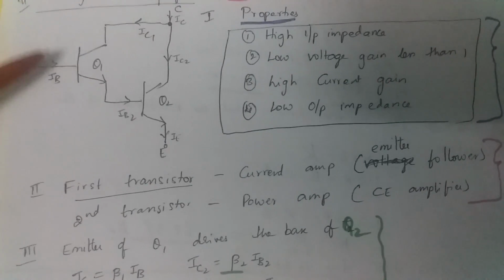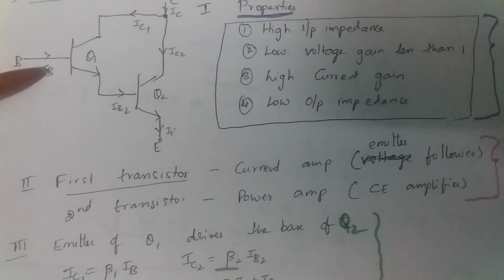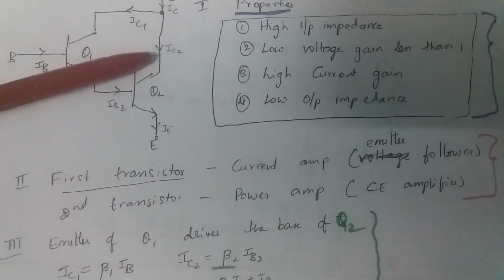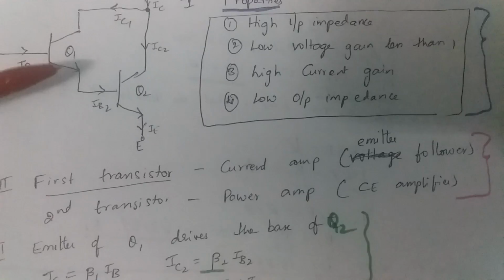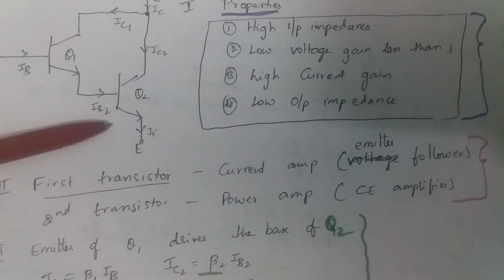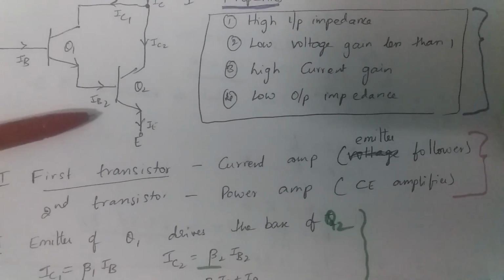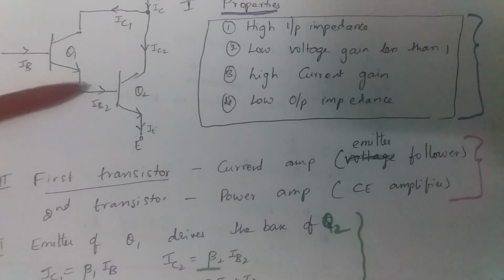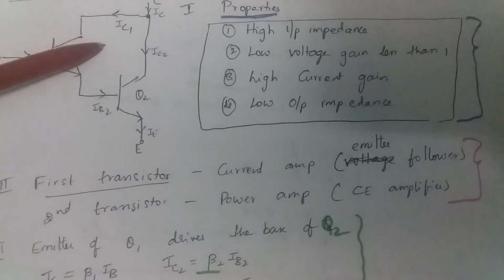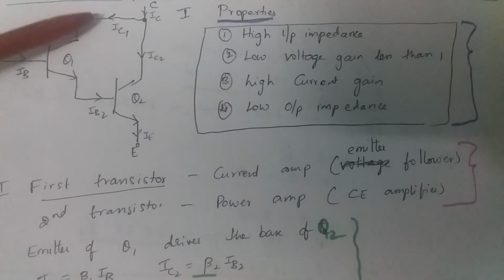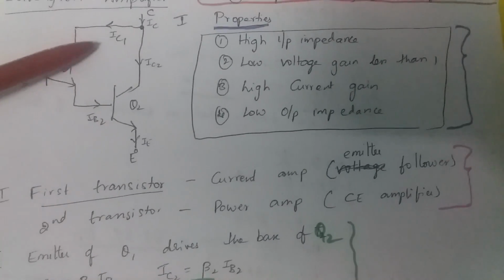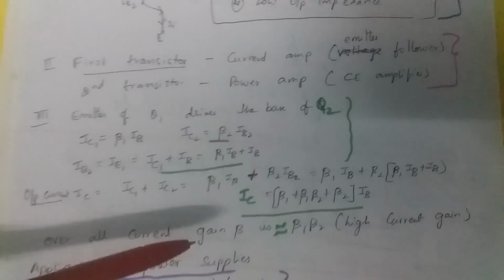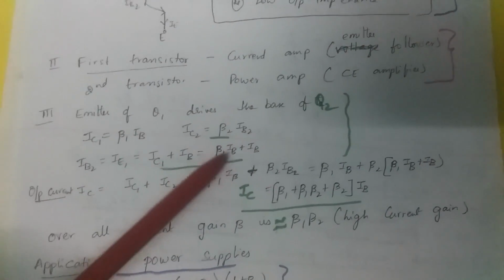So IC1 is equal to beta 1 IB. And what is IC? IC is equal to IC1 plus IC2. This is one more equation. What is IC2? It is beta 2 into IB2. So, what is IB2? IB2 is equal to IE1. So, what is emitter current? It is equal to collector current plus IB, so IC1 plus IB. Right? Substitute IC1 is equal to beta 1 IB. So, beta 1 IB plus IB.